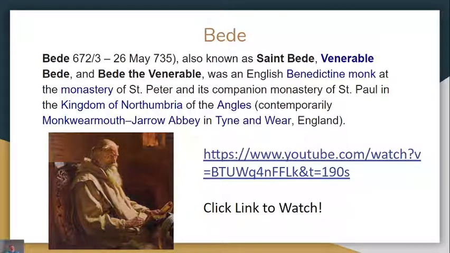Beatty, also known as Saint Beatty, Venerable Beatty, and Beatty the Venerable, was an English Benedictine monk at the monastery of St. Peter and its companion monastery of St. Paul in the kingdom of Northumbria of the Angles, which is contemporarily, like today, in Tyne-and-Wear, England. You can still look it up. I do believe you can still go there. Go ahead and click on the link to watch the video, and then when you're done, come back to the PowerPoint.